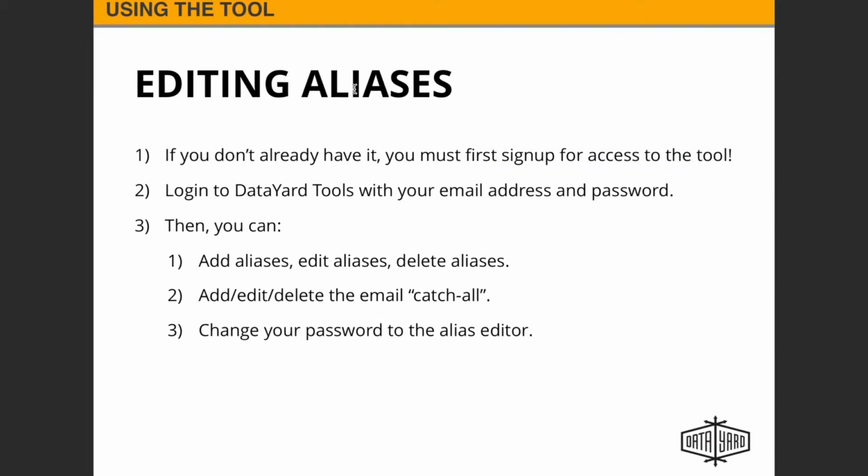So to use the tool to edit aliases, you have to go through a couple of steps. First of all, if you haven't already done it, you must first sign up for access to the tool. I'll show you how to do that in just a second, but if you haven't done that, there's no way that you're going to be able to edit aliases for any domain, so make sure you do that first. Assuming that step is done, you log into DataYard Tools with your email address and the password that has been authorized access to the tool for the domains that it's allowed to adjust.